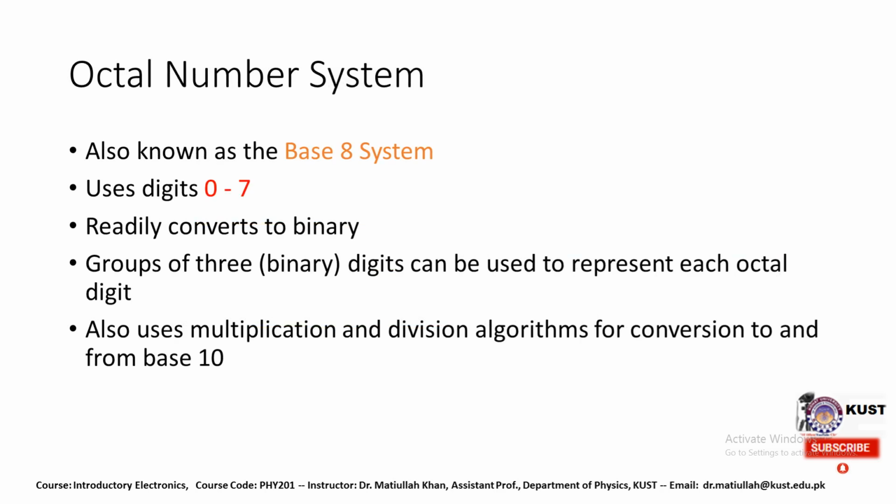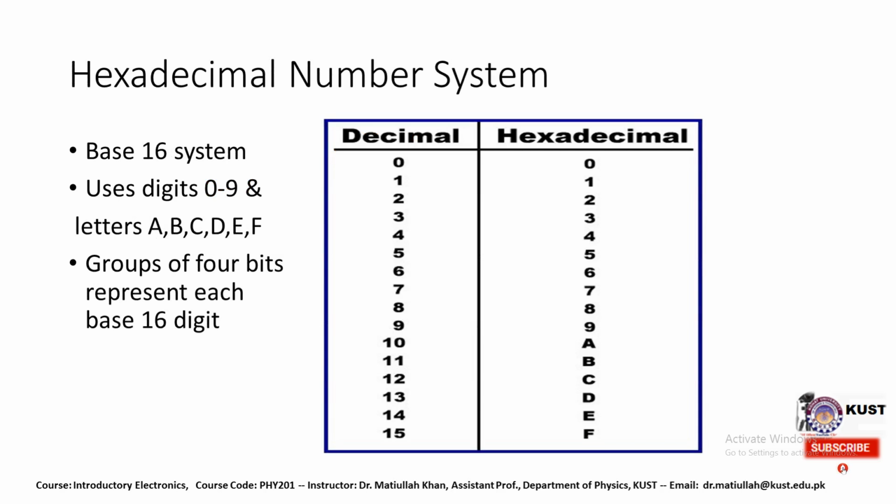That can be readily converted to binary. A group of 3 binary digits can be used to represent each octal digit, and we also use multiplication and division algorithms for conversion to and from base 10. So in the same way we can convert octal to binary and then binary to decimal, which is a very easy way.